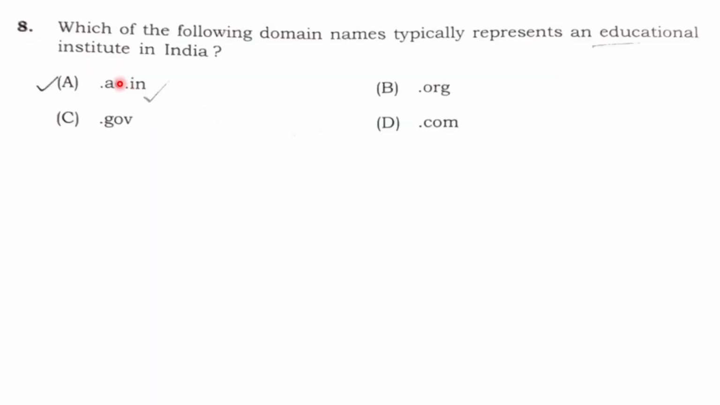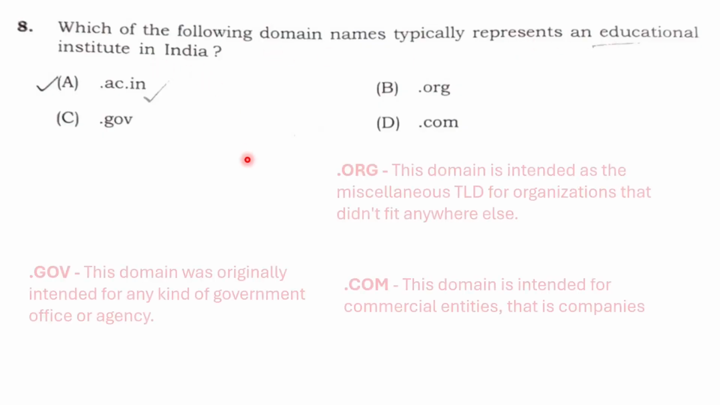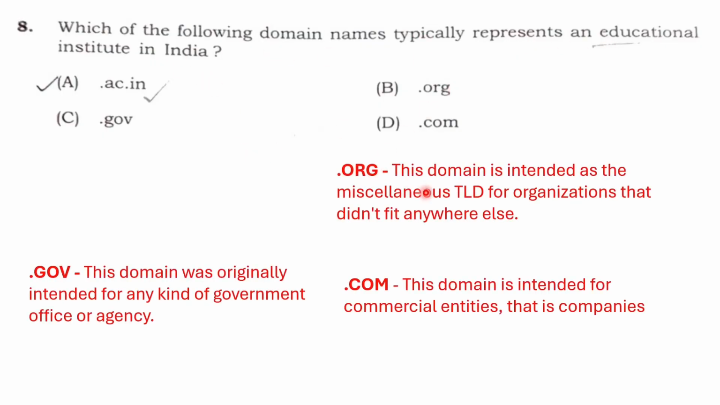The eighth question is which of the following domain names typically represents an educational institute of India? .org is used for miscellaneous TLD organizations and doesn't fit anywhere else. .com is a very broad term given to commercial entities. .gov is the domain for any kind of government office or agencies. Therefore, .ac.in is the correct answer, which represents an educational institute in India. And AC here is short for academia.